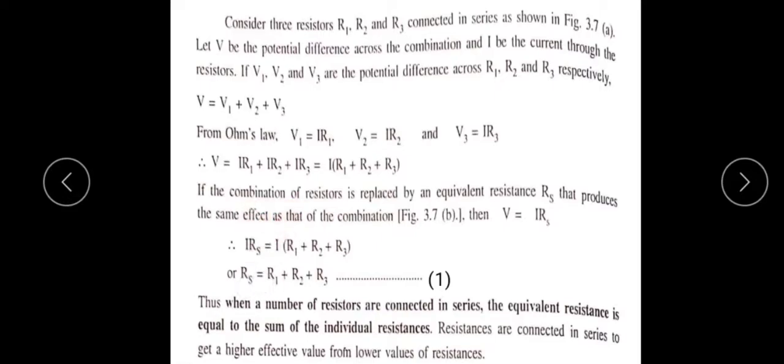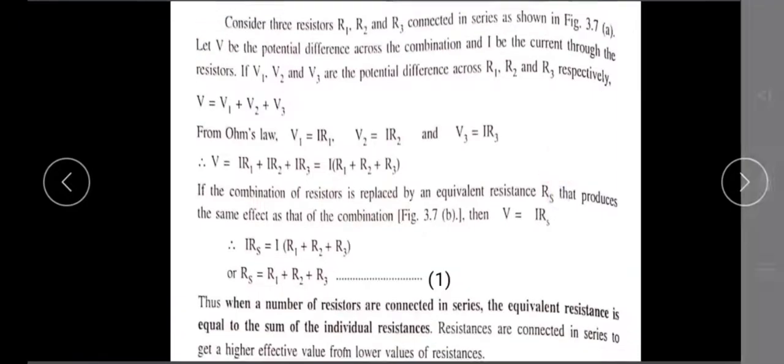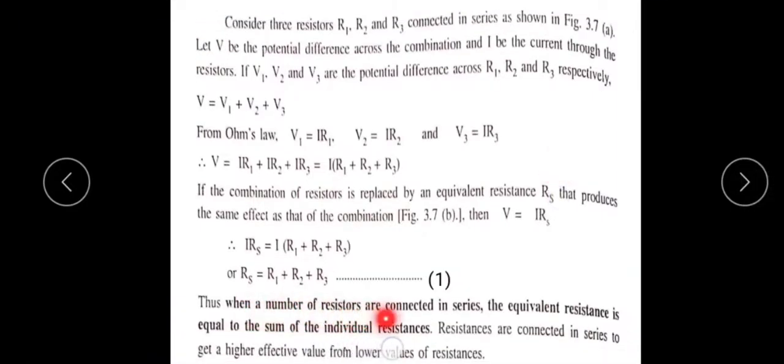Then I gets cancelled here, and the remaining term is Rs equal to R1 plus R2 plus R3. This is equation number 1, and this is the expression for the combination of resistance. The combined resistance is equal to the sum of the resistance of each resistor, that is R1 plus R2 plus R3. When a number of resistors are connected in series, the equivalent resistance is equal to the sum of the individual resistances.